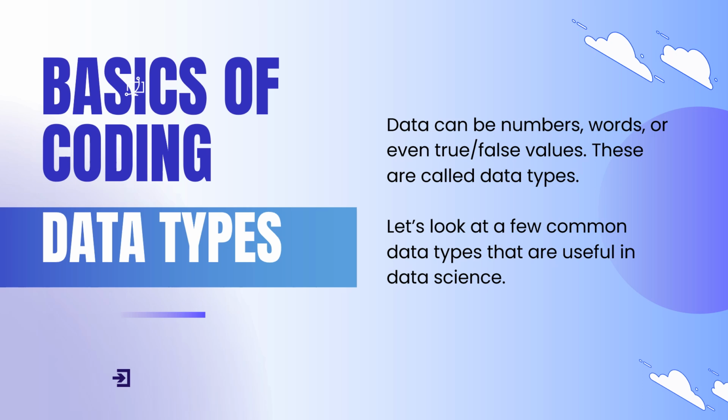Now let's talk about data types. Data can be numbers, words, or even true or false values. These are called data types. Let's look at a few common data types that are useful in data science.